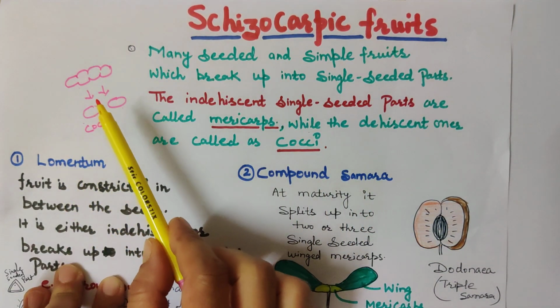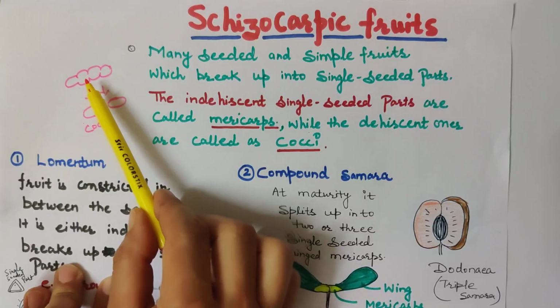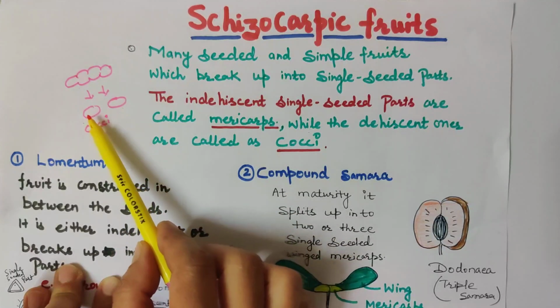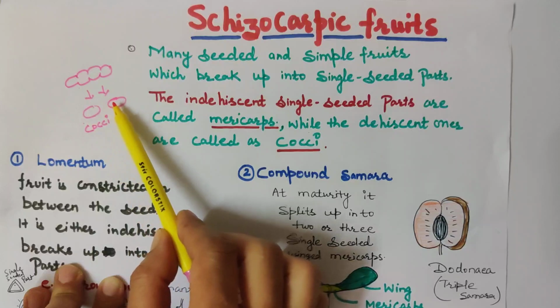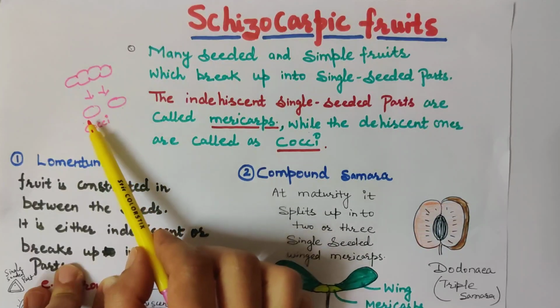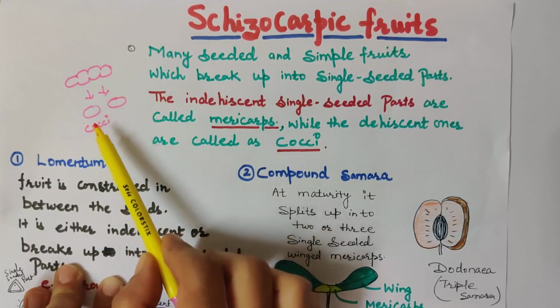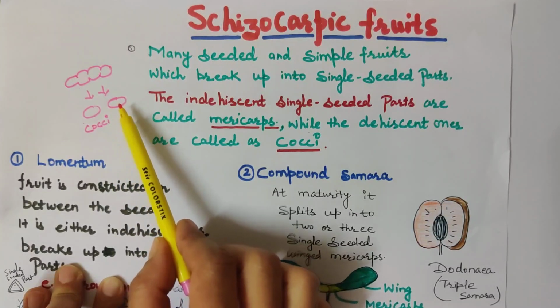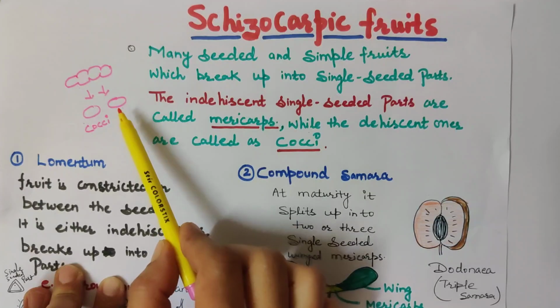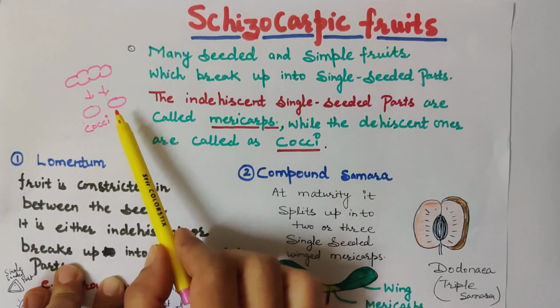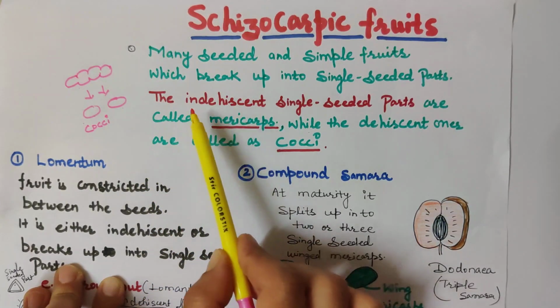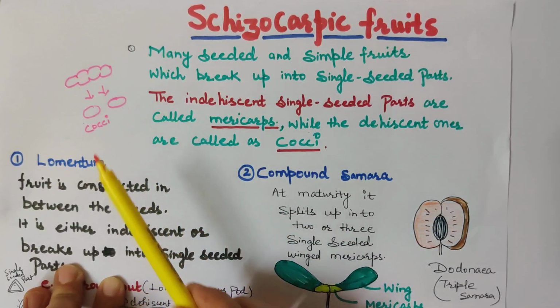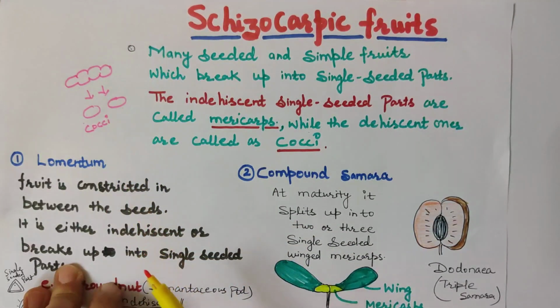They are many seeded simple fruits which break up into single seeded parts. Out of those single seeded parts, some undergo dehiscence, and they are called cocci, and some do not undergo dehiscence, and those are called indehiscent single seeded parts. We call them mericarp. And we divide the schizocarpic fruits further into different types.